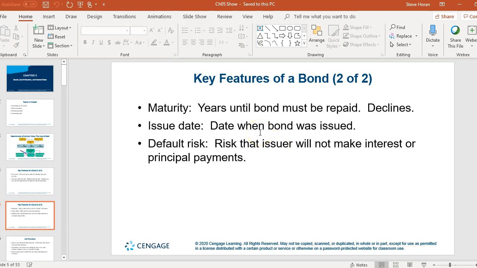So the issue date is the date the bond's issued, and default risk is the risk that the bond buyer has to deal with. The issuer is the company issuing the bonds. So the default risk is the risk of the bond owner not receiving interest payments or principal payments because the company that issued the bonds can no longer afford to pay for them. Okay, it's called default risk. So with any debt, that's always a concern.